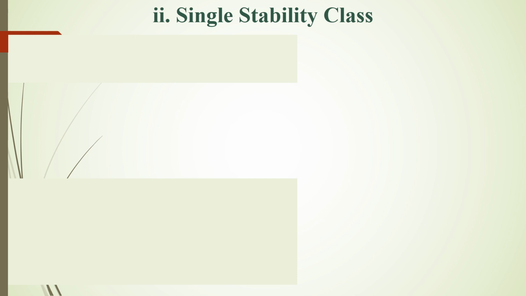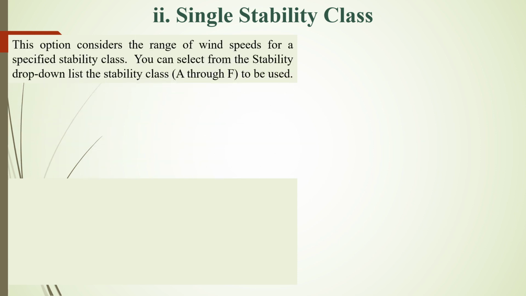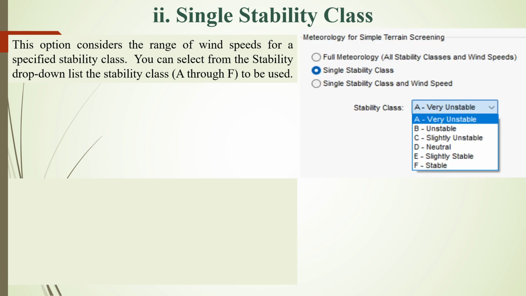So the second option is single stability class. This option considers the range of wind speed for a specified stability class. So you can select from the stability drop down list. You have to give one of your stability classes, that's all.